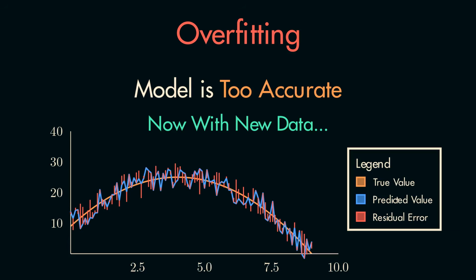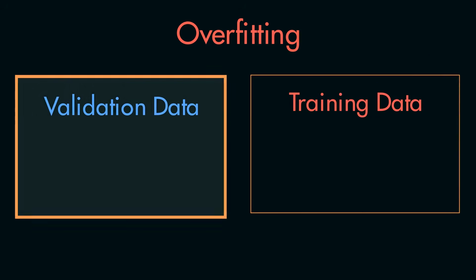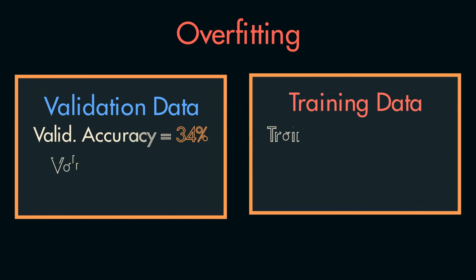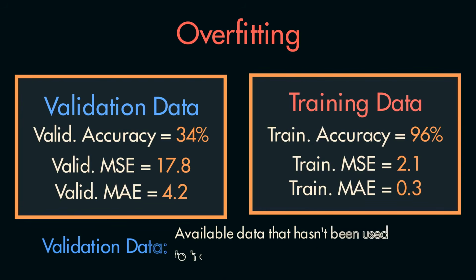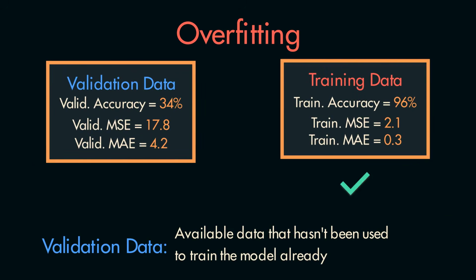You can look for overfitting quite easily by comparing the error amounts between training data and validation data. Validation data being data you haven't used to train the model already. Here, you can see an example of the accuracy, mean absolute error, and mean squared error that might occur for an overfitting model. If you see that your results look highly accurate for your training data but terrible for your validation data, then you are looking at overfitting.